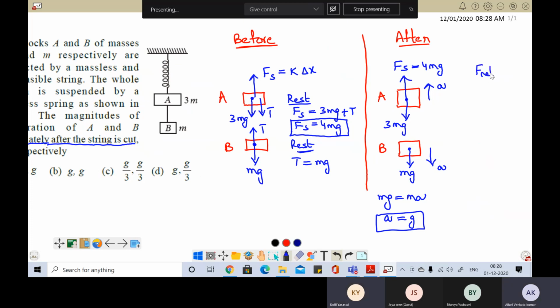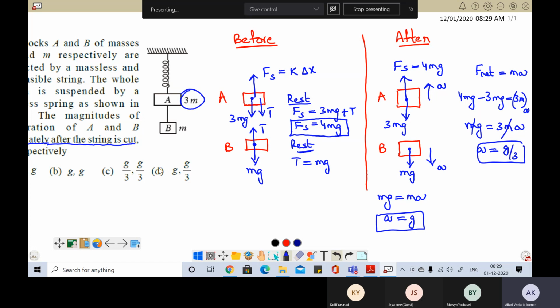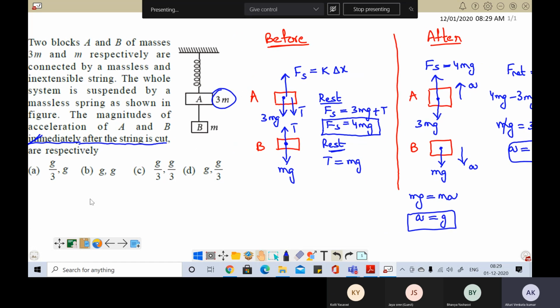So what is the equation? It would be 4mg minus 3mg equals 3ma. Very good. Here we have to be very careful. Generally we write m times a out of habit, but here block A has a mass of 3m. So mg is equal to 3m times a, the m gets cancelled. So a is equal to g by 3. Therefore the answer is option A.